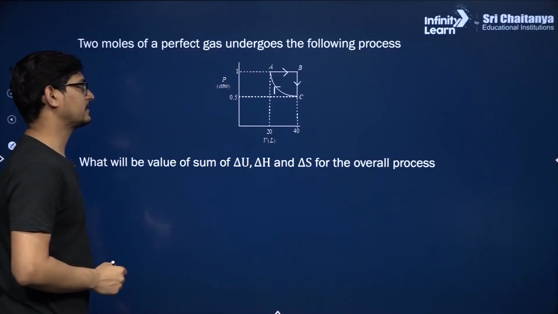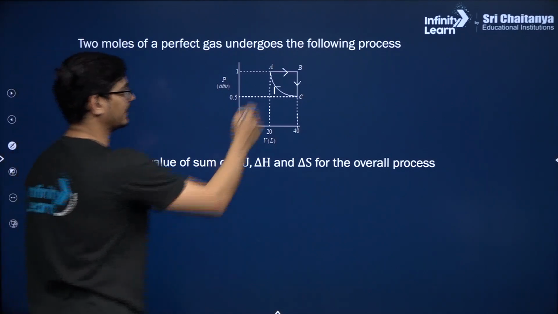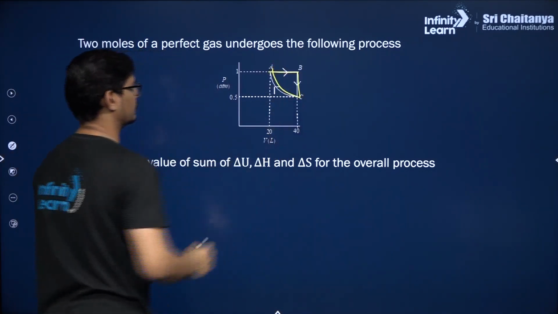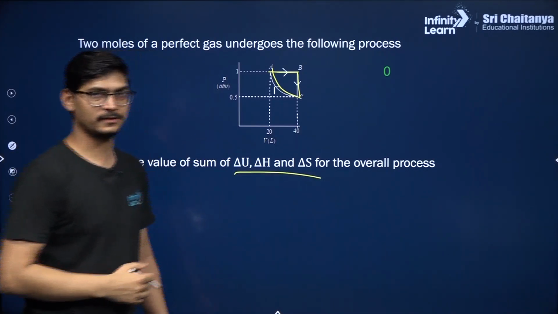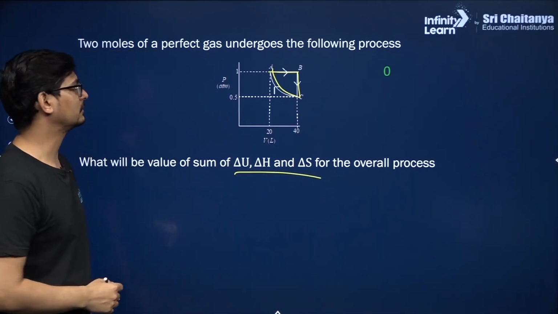2 moles of a perfect gas undergoes the following process because it is a cyclic process, right? So state functions will remain the same. So value will be 0 for all of them because enthalpy, internal energy and entropy are state functions.